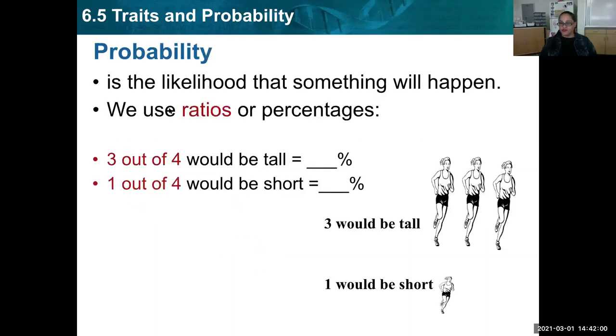And then that's the answer for this one too. Probability is the likelihood that something will happen. We use ratios or percentages. You guys just did it in the poll. 3 out of 4 would be tall. That's 75%. 1 out of 4 would be short. That is your 25%. 1 out of 4 chances to be short or to have a short child.